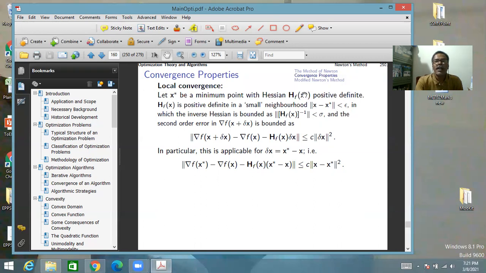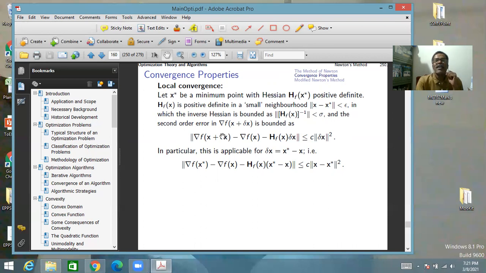Now, if it is positive definite, then its eigenvalues are positive, finite numbers. The inverse also will have its eigenvalues as positive, finite numbers. The largest of the eigenvalues of the inverse is the reciprocal of the smallest of the eigenvalues of the original matrix. That is finite, so less than some number sigma, let us say.